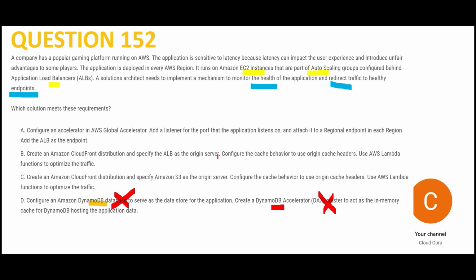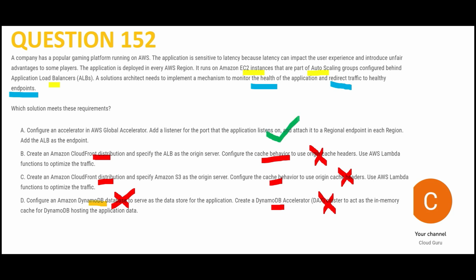Now C and D both are making use of CloudFront distribution and cache behavior. Again, cache behavior will improve performance and reduce latency for similar queries, when you are asking similar questions again and again. For example, in Netflix you are watching a Family Guy episode. It is in cache and you will get good performance. Here the question is not talking about that use case. The question is saying, divert me to a healthy endpoint, which option A can do.